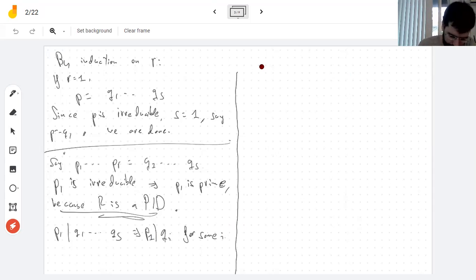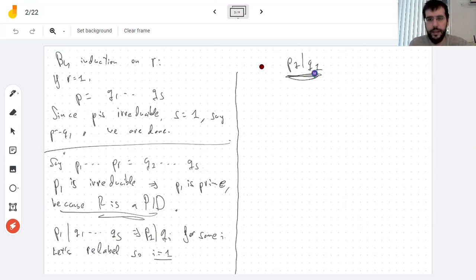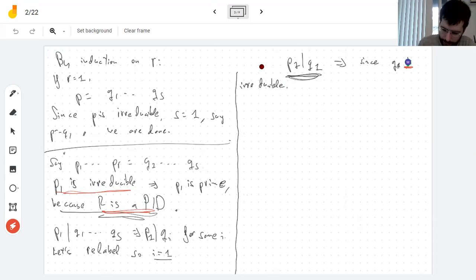So let's relabel so that I is 1. So P1 divides Q1. Then I'm just going to do what I did before. Since Q1 now is irreducible, here's where I'm using my hypotheses: that the P's are irreducible, that R is a PID, and that Q is irreducible. So here I'm using the third one. Q1 is irreducible, so the other factor must be a unit.